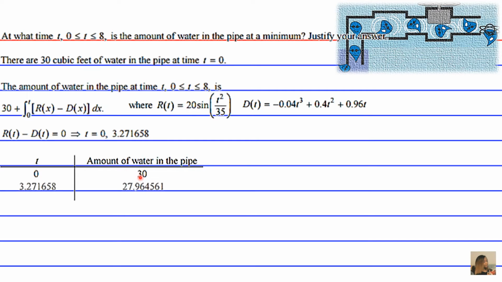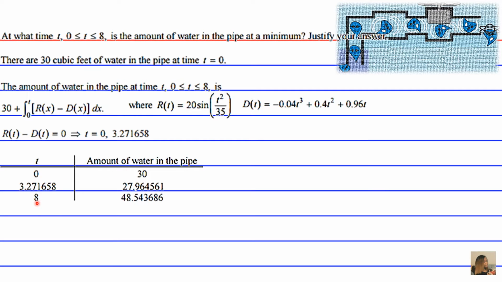We start off with 30, but then we see that at time t is 3.271658 hours, there is a total of 27.964561 cubic feet of water in the pipe, okay? And to find out this answer, basically all you do is you take the definite integral from 0 to 3.271658 hours, and then it's going to give you this answer, okay?